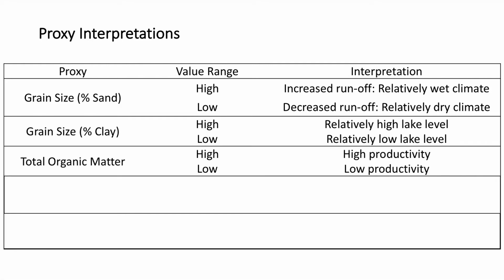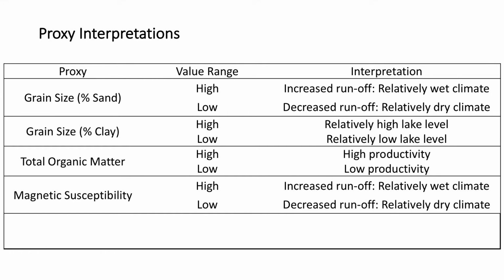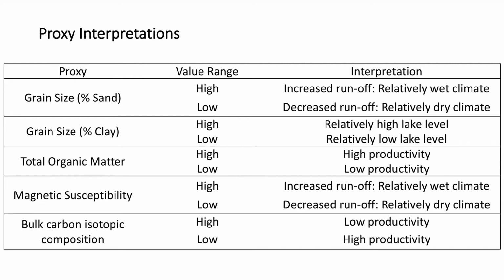Our total organic matter is used to interpret productivity, where high values indicate higher productivity and low values indicate lower productivity. Our magnetic susceptibility values are used to interpret runoff during the late glacial portion, and as a result, a relatively wetter climate, and vice versa. And our bulk carbon isotopic composition is also used to infer our productivity signal, where high values indicate low productivity and low values indicate high productivity.